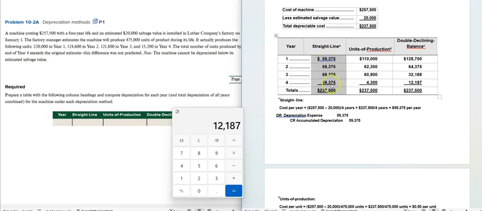Okay, straight line is even over the asset's life. Units of production varies depending on how much the asset is used each year. And the declining balance method records the most depreciation expense early on, and it declines over the asset's life.